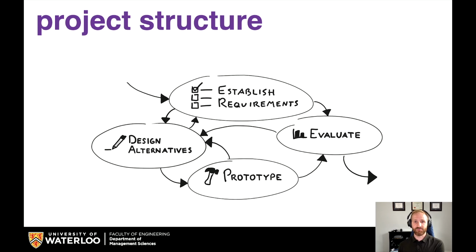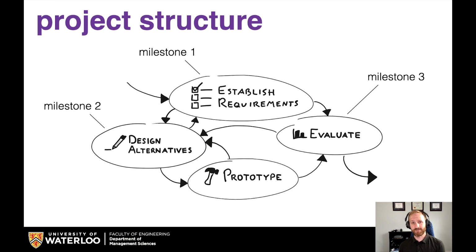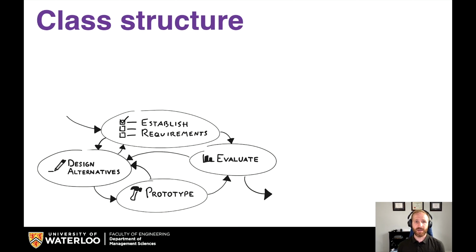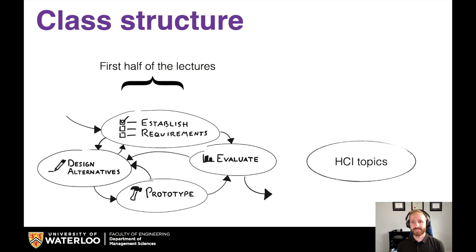The project will be based around our 4 activities for interaction design. Milestone 1 will be about establishing requirements. Milestone 2 will be designing alternatives. Milestone 3 will be evaluating an existing interface. And milestone 4 will be building a prototype. So each milestone will build upon the last to form a project. And that will be described in the first half of the lectures. In the second half of the lectures, we'll cover a variety of HCI topics, including human capabilities, interaction modalities, and topics like accessibility.